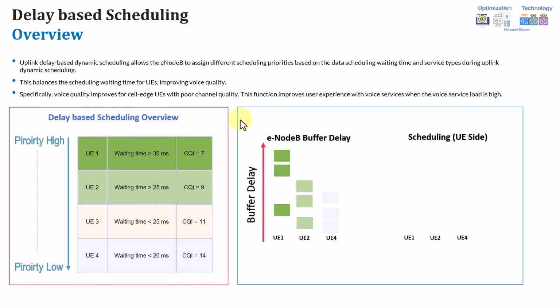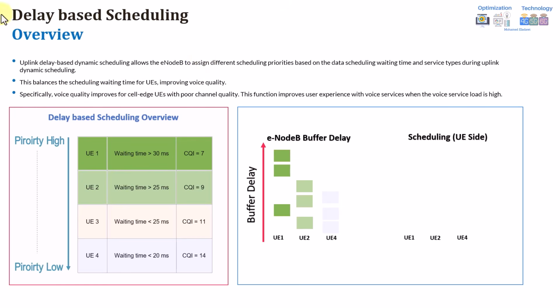Okay, the last feature here is called delay-based scheduling, and you can say it has become a must-have feature that must be enabled, because it has a very good impact on voice quality, particularly for cell edge users, where it can improve the block error rate. Also, the voice quality will improve a lot for the cell edge. So how does this feature actually work?